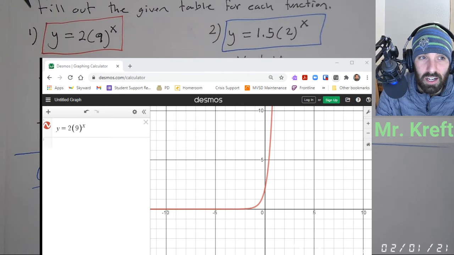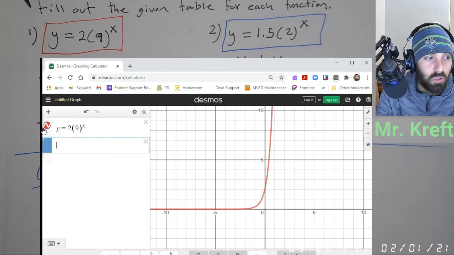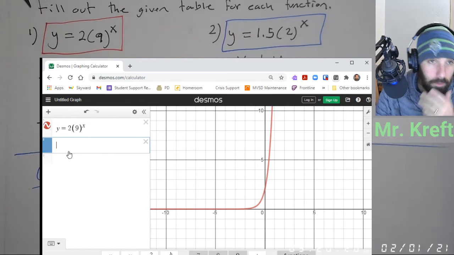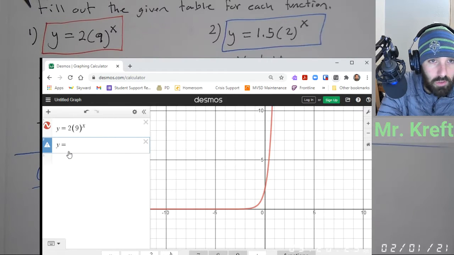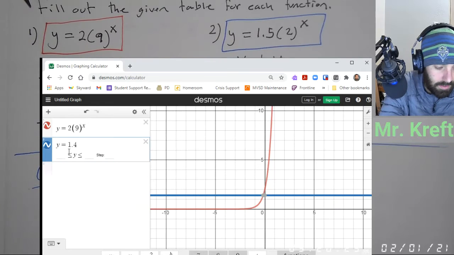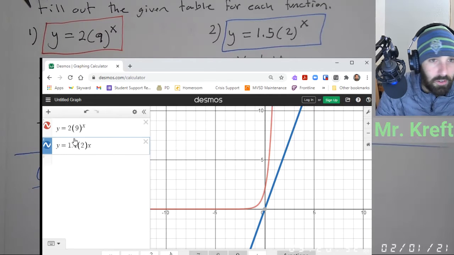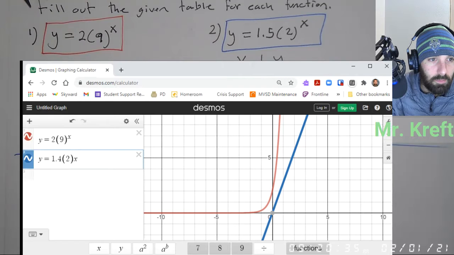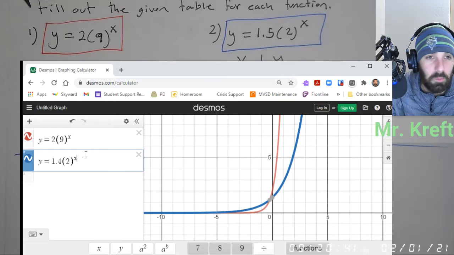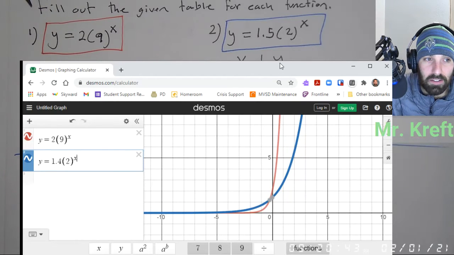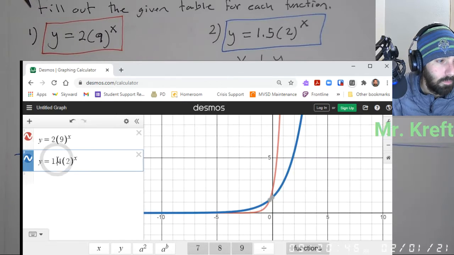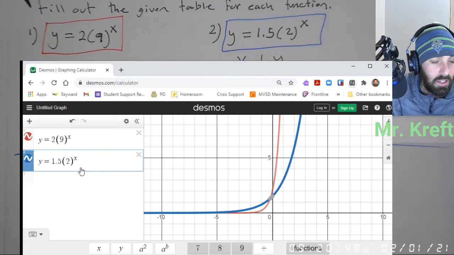So what we're going to do now is graph a second one. To do that, I just click underneath this and get a new bar. I'm going to type this in: y equals 1.5, then parentheses 2 to the x. Now this time, do you see how the x wasn't on top? You can just highlight the x and then hit that button. Notice how my colors were automatically red and blue. I typed 1.4, didn't I?